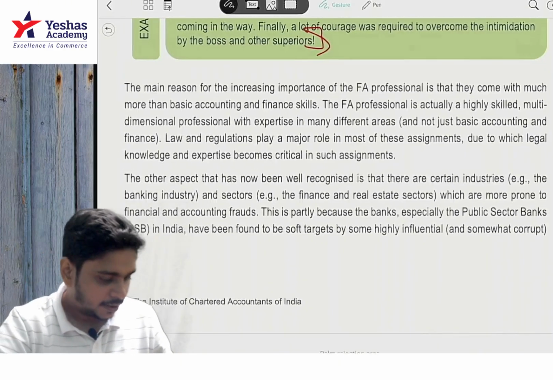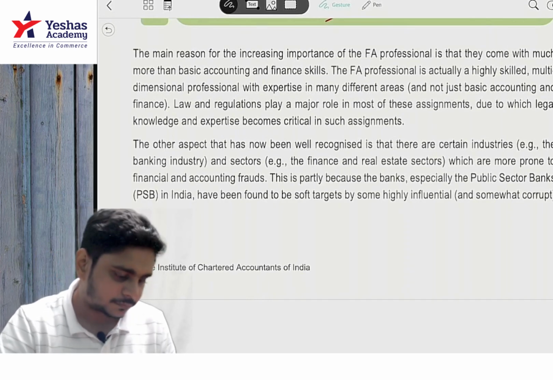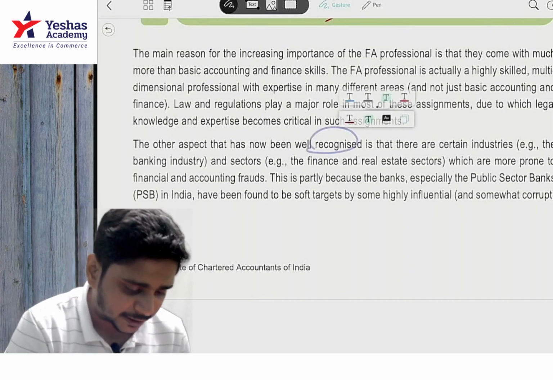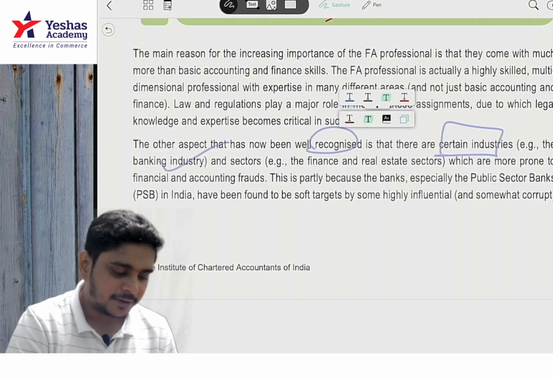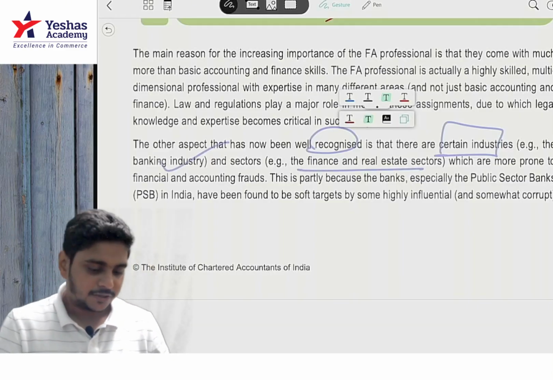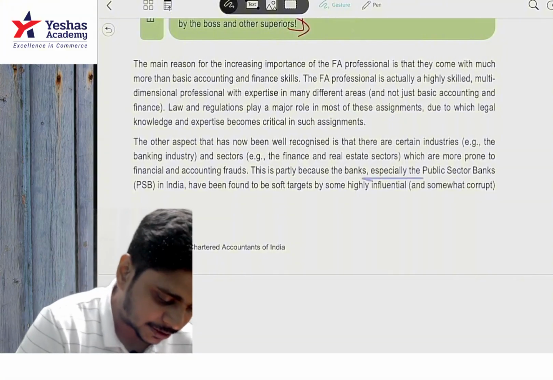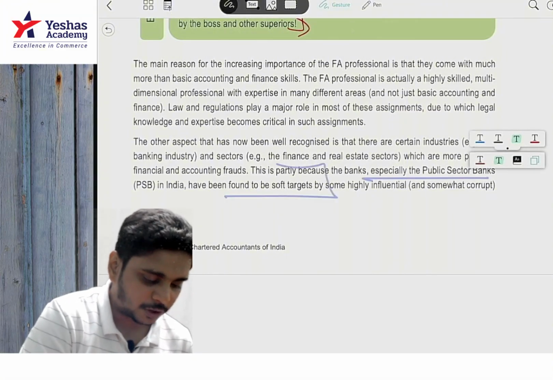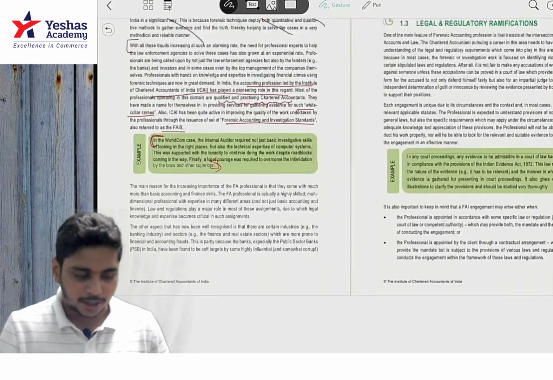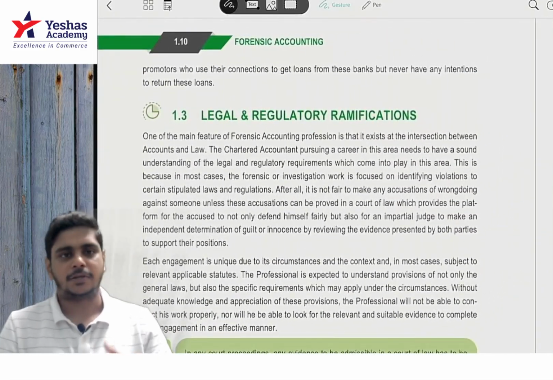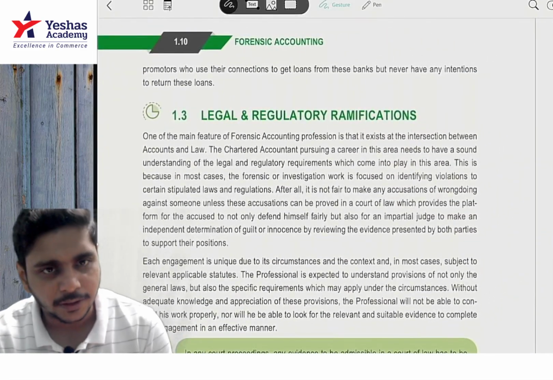Okay. The other aspect that is now well recognized is that there are certain industries like banking, finance and real estate sectors which are more prone to financial and accounting frauds. This is because the banks, especially public sector banks in India, have been found to be a soft target by some highly influential and somewhat corrupt people. Okay, so as I told you, everybody can appoint. Understood?